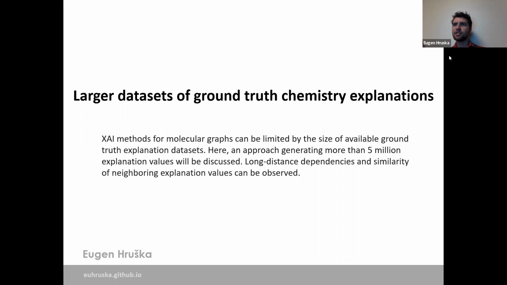The idea for this paper, the preprint, came as part of a collaboration with computer science, where the limited size of these data sets was noted. So I came up with an approach how to generate, from a chemistry standpoint, larger data sets. I will introduce the general approach and also some results from analyzing this data set.